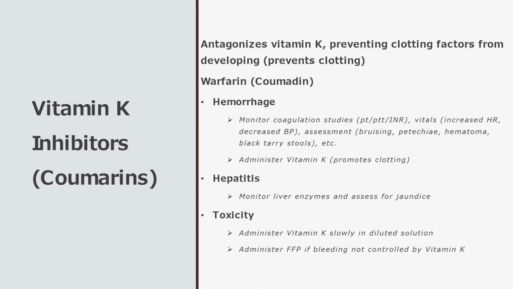So this is going to be similar to hemorrhage, but more so. And then we're going to see your PT, PTT, INR levels drastically increased. So we're going to need to administer vitamin K, but do it very slowly. And then administer FFP, which is fresh frozen plasma. Fresh frozen plasma has all those clotting factors in there and will help the body begin to clot again if the bleeding is not controlled by administering the vitamin K.